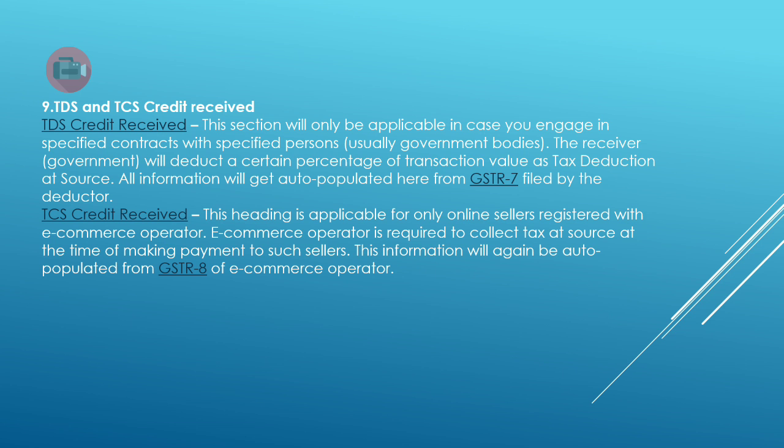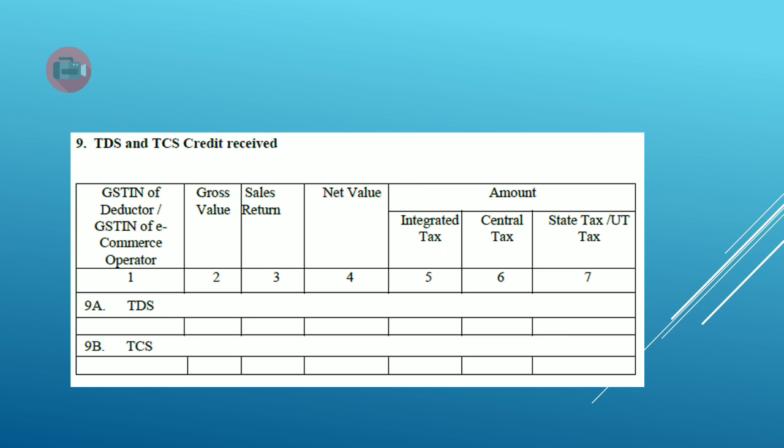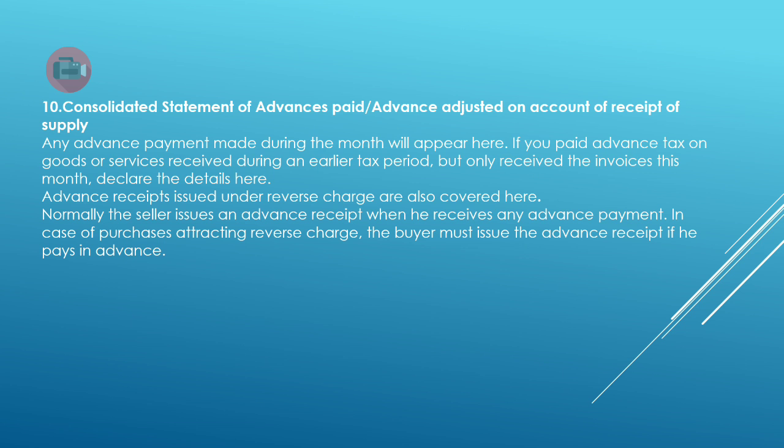TCS credit received. This heading is applicable only for sellers registered with an e-commerce operator. The e-commerce operator is required to collect the tax at source at the time of making payment to such sellers. This information will again be auto-populated from GSTR 8 of the e-commerce operators. TDS and TCS credit receipt: this is the format you can see there. 9A is for TDS, 9B for TCS, with integrated tax, central tax, and state tax or union territory tax.